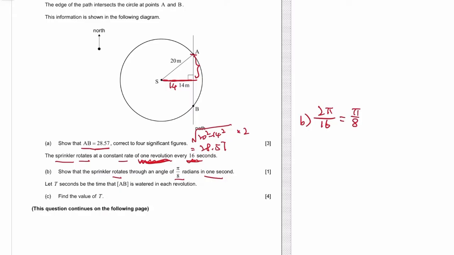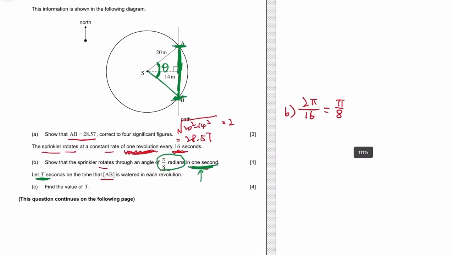And then the question is, for how long is the path of AB watered? Oh, this question is so weird. Okay. Then it's really asking for the angle. The reason is because now we know for every second the thing would rotate through pi over 8 radian of an angle. So if we know the angle that the sprinkler would cover the path, then we can find the time that the path is watered. So it's really looking for the angle.